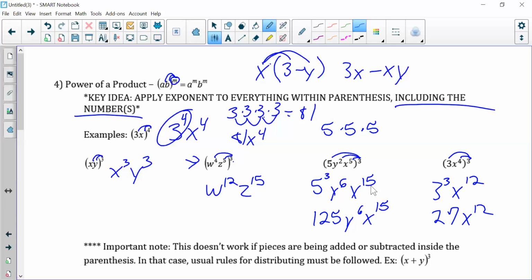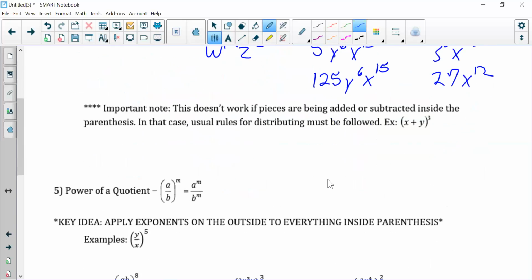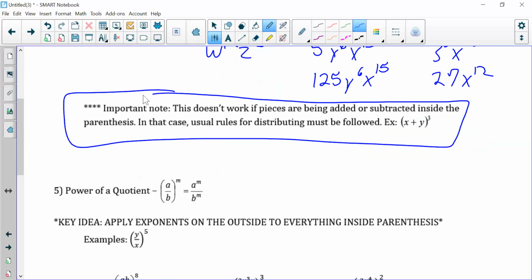All right, something important to remember, please, please, please pay attention. This does not work if the pieces are being added or subtracted inside the parentheses. So their example, x plus y to the third power. I am not allowed to distribute this here. No, no, no, that does not work.